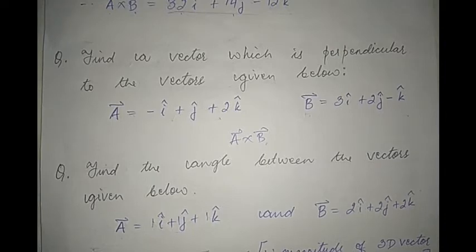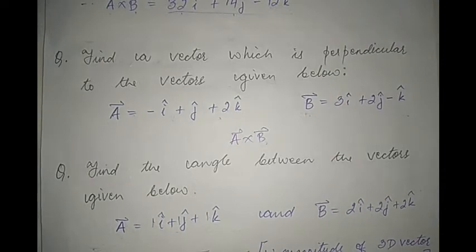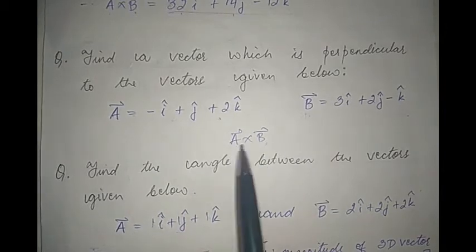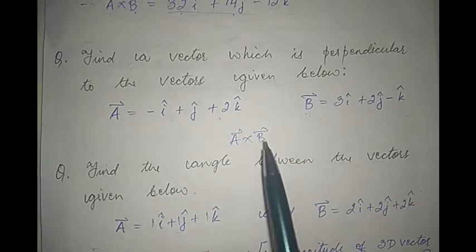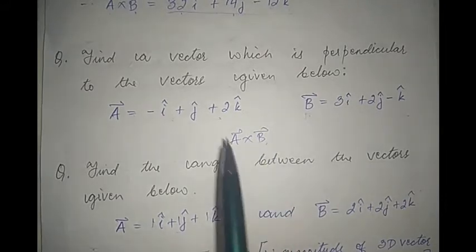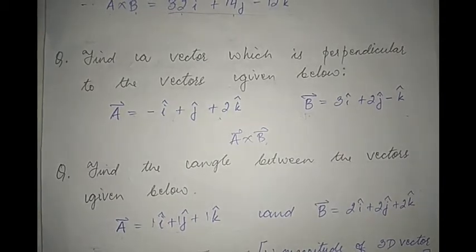So how will you do it? What the question is asking you here is to simply find the cross product between these two vectors. So you'll find A cross B to solve this particular question, because we know whenever you find the cross product between two vectors, A cross B is altogether a new vector which is perpendicular to both of these given vectors. Therefore A cross B will give you a vector which is perpendicular to both of these two given vectors.